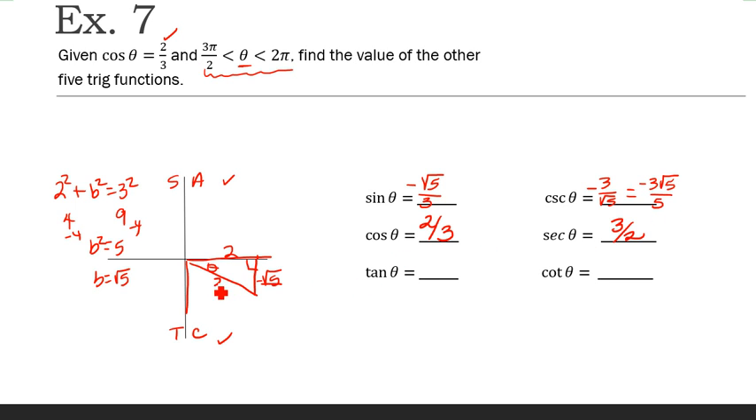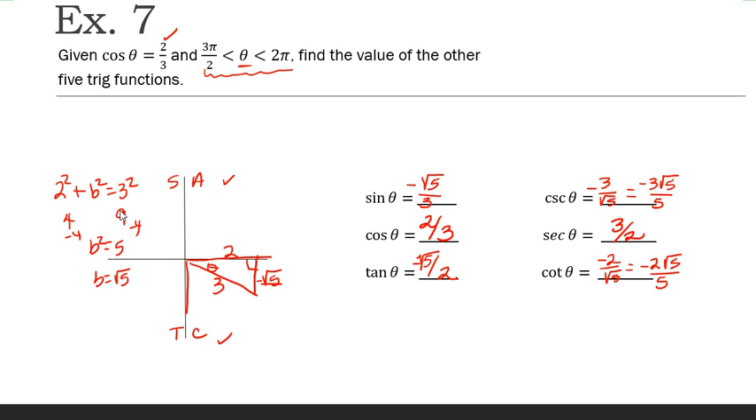All right, tangent's going to be opposite over adjacent, which is negative square root of 5 over 2. Hello, square root. There we go. And the opposite of that is -2 over the square root of 5, which you should know is -2 square root of 5 over 5.